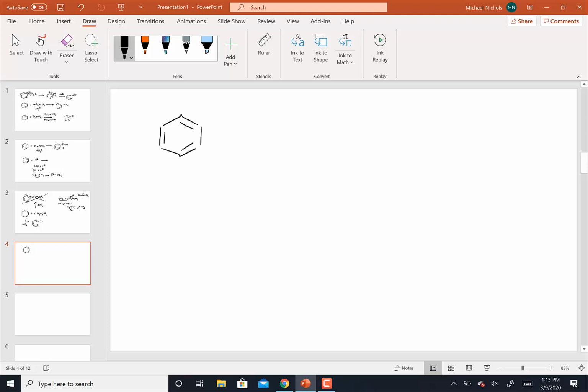So how do I add a straight chained alkyl benzene? Here's how I'm going to do it. I'm going to use Friedel-Crafts acylation. Friedel-Crafts alkylation is when you add an alkyl group.